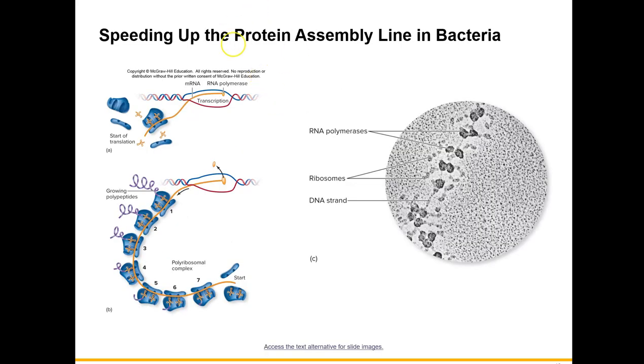So the thing that's really interesting about bacteria is that they kind of form an assembly line. And so this shows that you can have transcription and translation occurring at the same time. Multiple ribosomes are going to hop on there and start making those proteins as soon as that transcript is made. So you can see it's a polyribosomal assembly line of proteins.